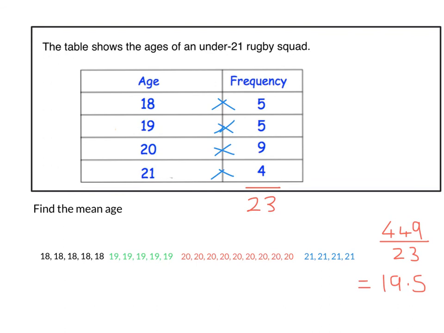18 times 5 is 90. 19 times 5 is 95. 20 times 9 is 180. 21 times 4 is 84. I should be getting the same total that I got earlier, so let's have a look. 90 add 95 add 180 add 84. 449, that's correct. So we've just added them all together, 449, and now divide by how many there are. Remember, frequency means how many. That's really important.